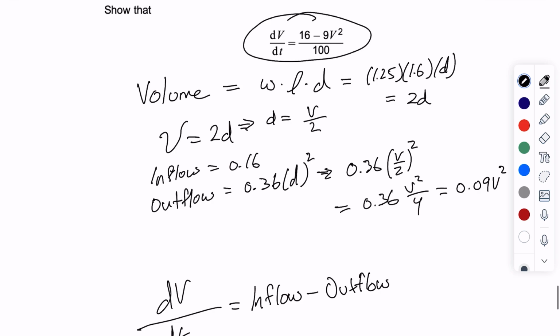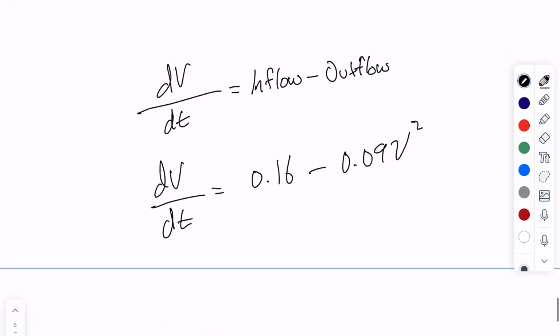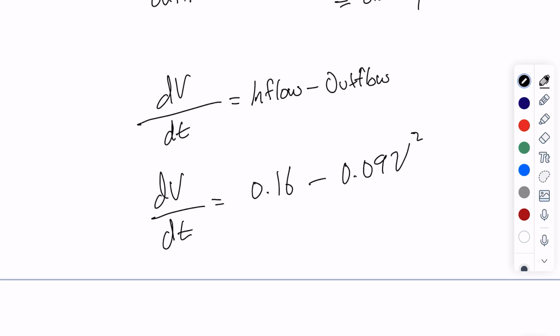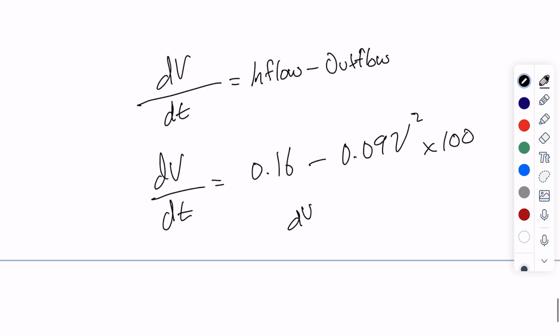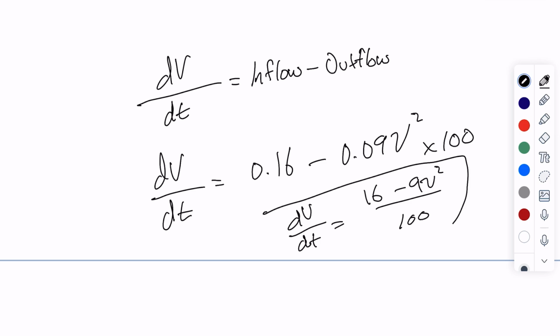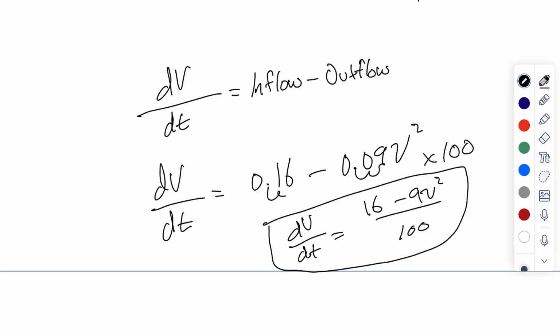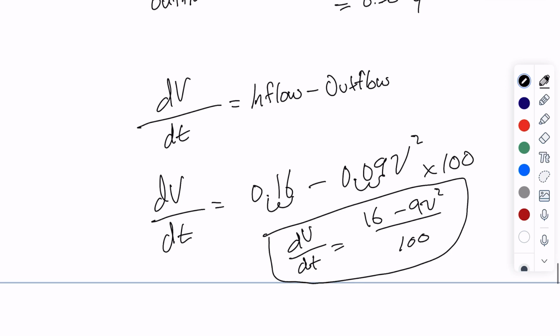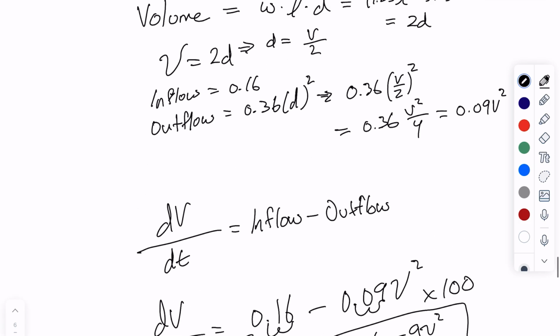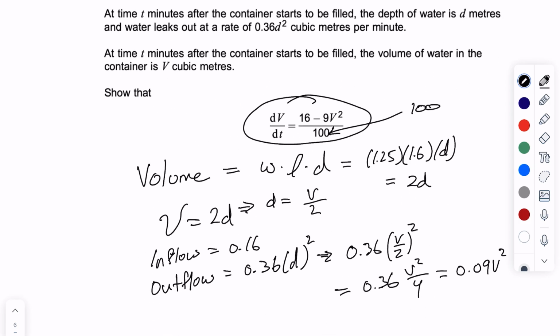And now, to get it in this form, we just need a factor of 100. So we can just basically multiply this by 100, and we will get that dV/dt equals 16 minus 9V squared over 100. And that factor of 100 comes in because we moved these decimals over. So we need that factor of 100 to get back to this equation. But it's the same thing, just a different format.